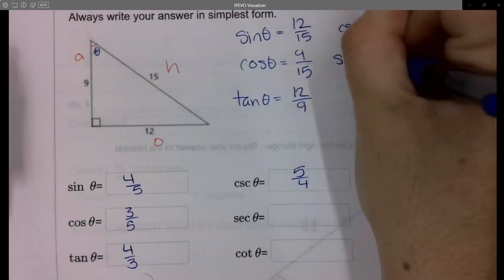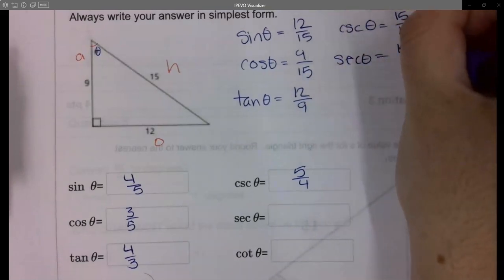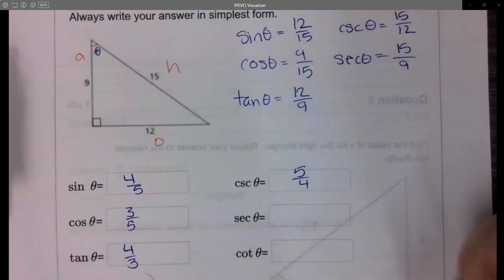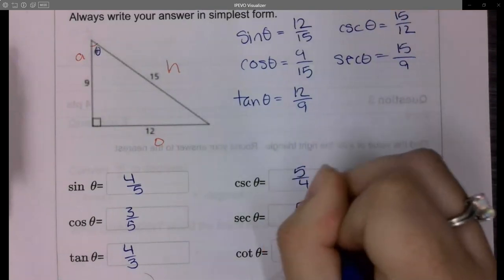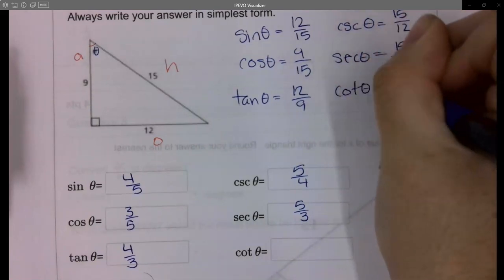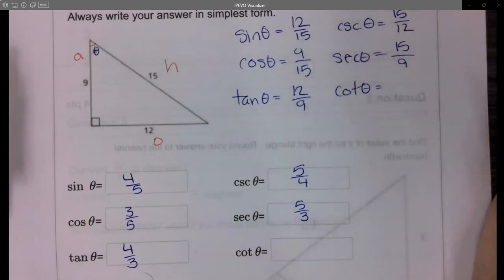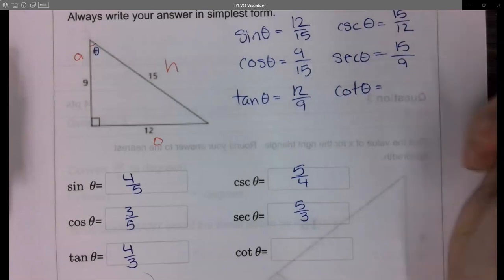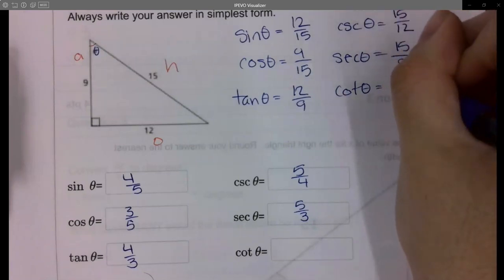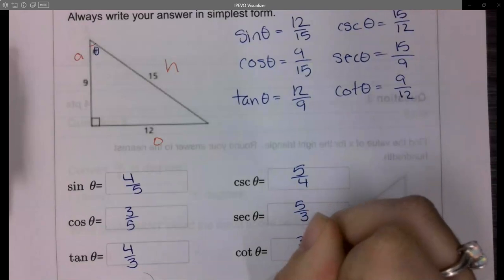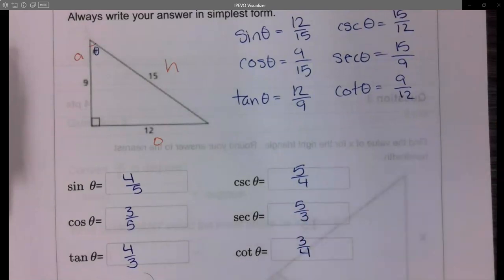Secant flips cosine, so now I have hypotenuse over adjacent, so 15 over 9. This will simplify to 5/3. Cotangent is the reciprocal of tangent. This flips it, so I'm going to have adjacent over opposite, so 9 over 12, which simplifies to 3/4.